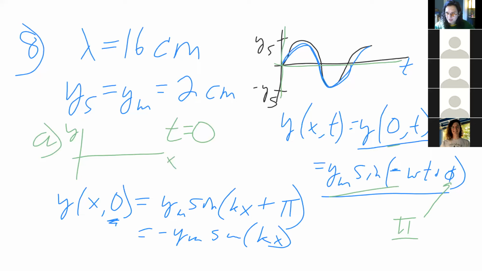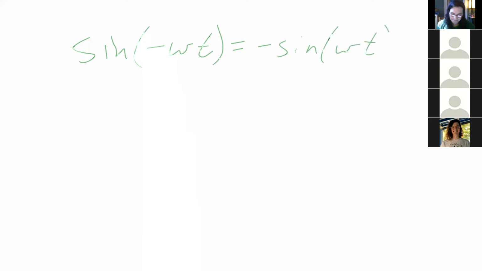Does a 0 give the same value for sine? So I guess maybe I should have gone a little bit slower here, done another few steps. Y max sine of a negative omega t. I also used a trig identity, I just didn't write it down. Sine of negative omega t is the same as negative sine of omega t. This is just a trig identity.